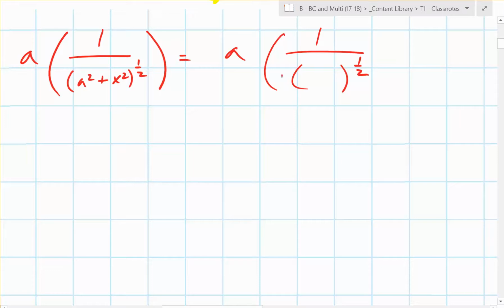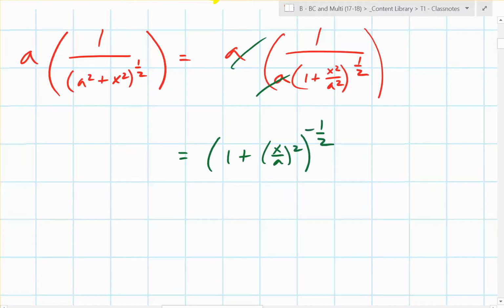And if you take an a out of this, what do you end up on the inside? 1 plus what? X squared over a squared, right? Yeah, we factored it, but are we okay so far? The a's cancel, and you're just left with 1 plus x over a, squared, to the negative 1/2, correct? And is that a form that you've seen before?